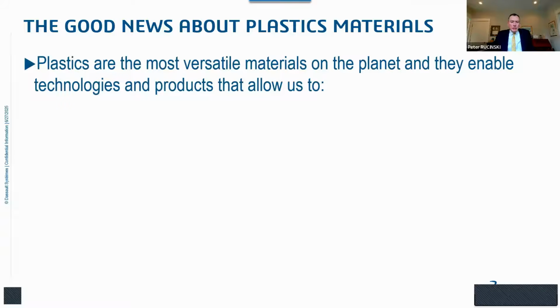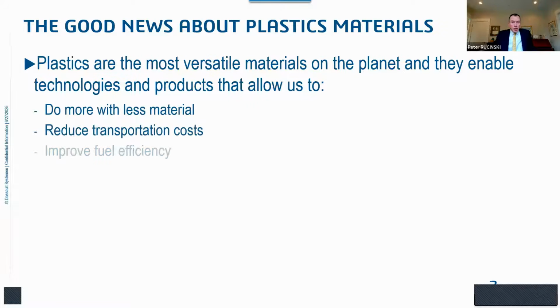But the thing about plastics, they are probably the most versatile materials on the planet. They enable technologies and products that allow us to do more with less material, reduce transportation cost, improve fuel efficiency. One of the best ways to improve fuel mileage in both internal combustion engine automobiles or trucks is to make those vehicles lighter.